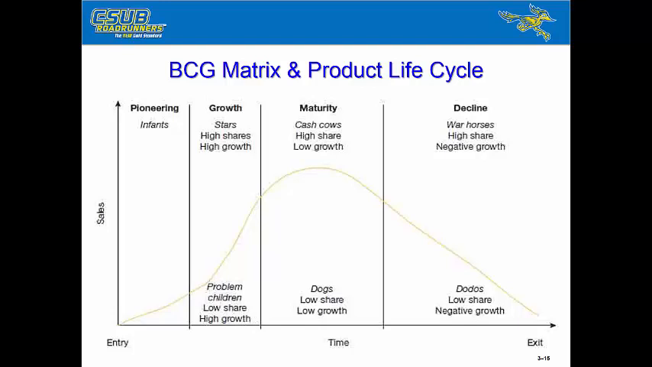So, low growth and high market share. GM. Yeah, good example. They've got a large share of the market, but the demand for new automobiles is relatively stagnant. So, good example.